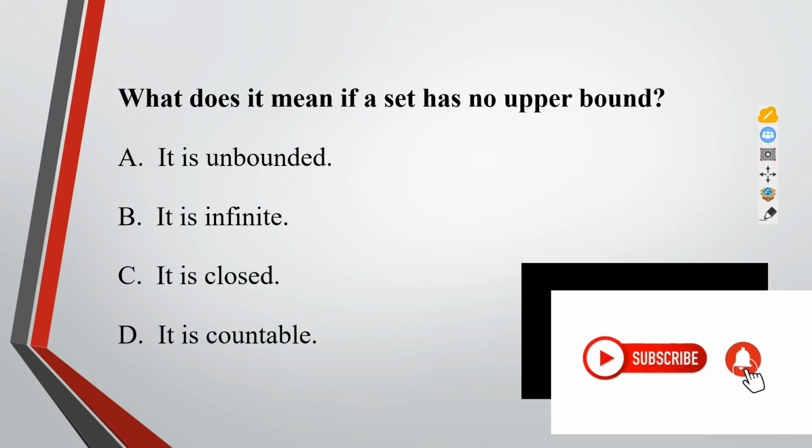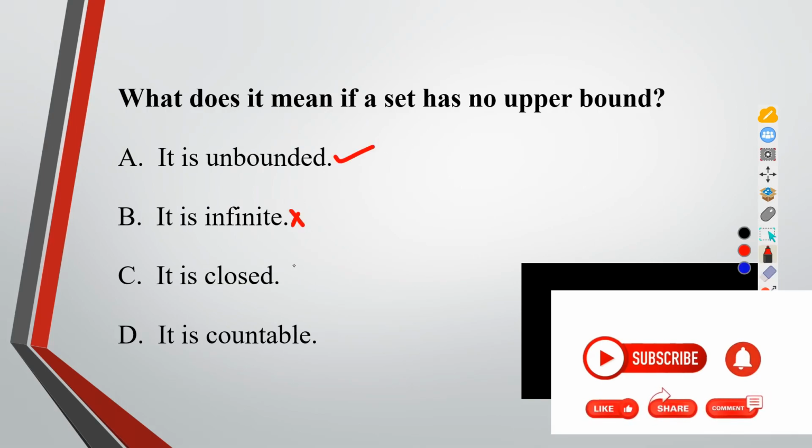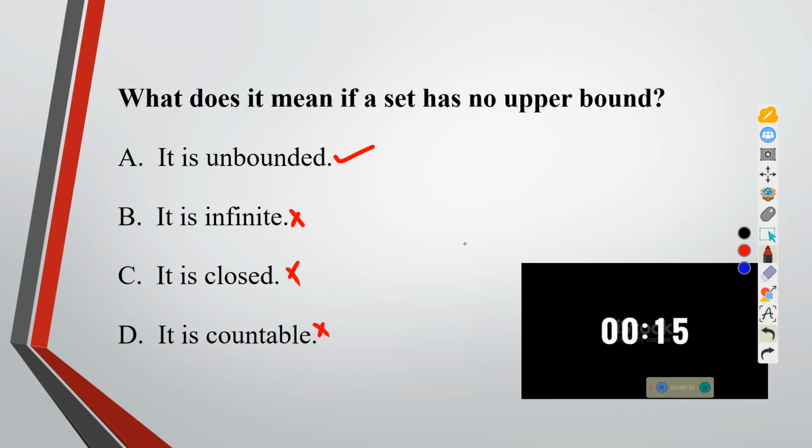What does it mean if a set has no upper bound? If a set has no upper bound, it means it is unbounded. This is out, and this is also out. So it is unbounded. If the set has no upper bound, it means it will not be bounded.